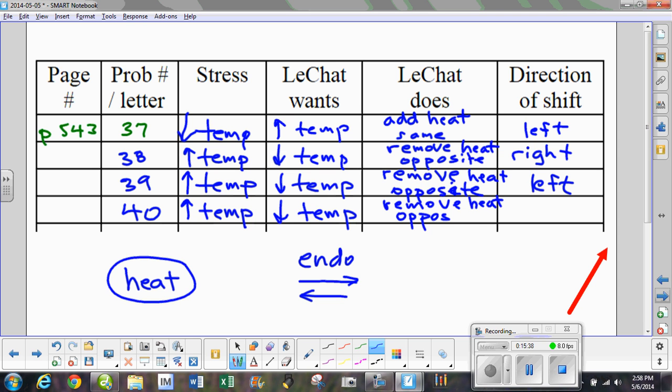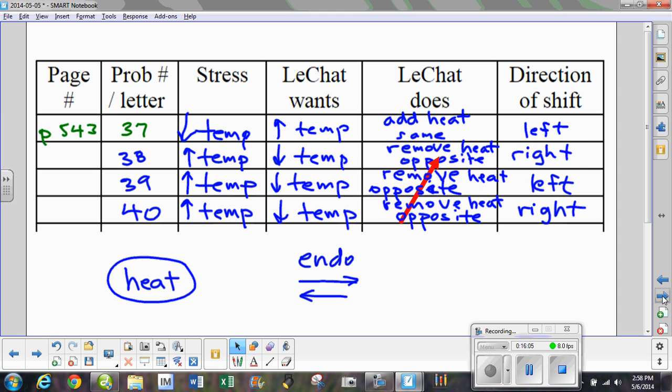Now, with the heat on the left, what is opposite? Okay, and where's the shift? Yes, indeed. Isn't that fun? Look, all three of these, the temp, are what Le Chatelier does. Oh, this one is different. Okay, but when the temp goes up, whoa, let's get that fixed.